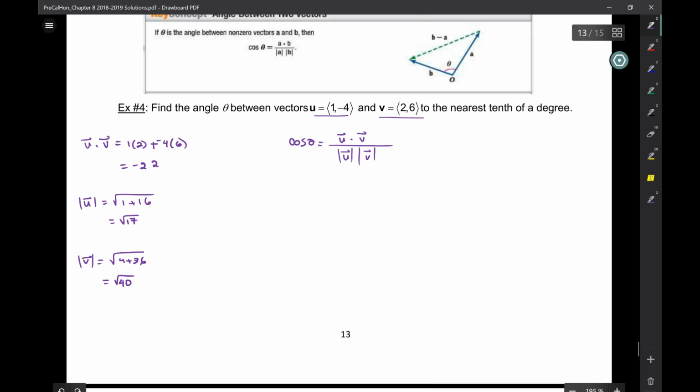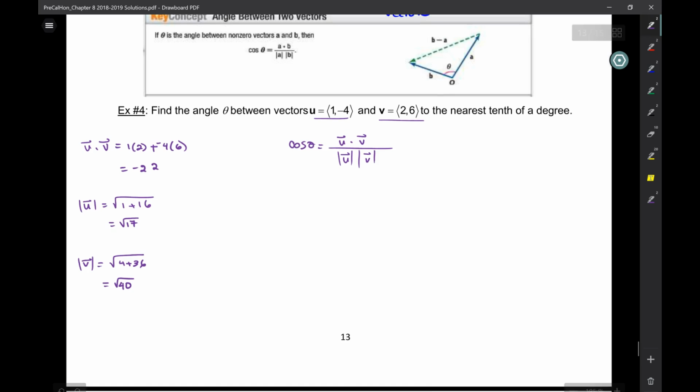The magnitude of v is 4 plus 36, root 40. Now, if this was not on a calculator section, you would have to simplify that root 40 and make it 2 root 10, right? But if it's on the calculator section, then this is good enough. So cosine of theta is negative 22 over root 17 times root 40.